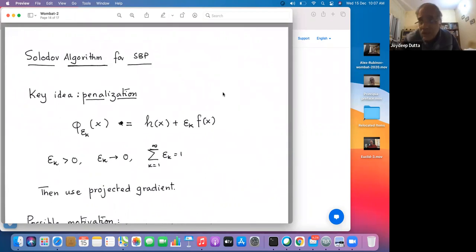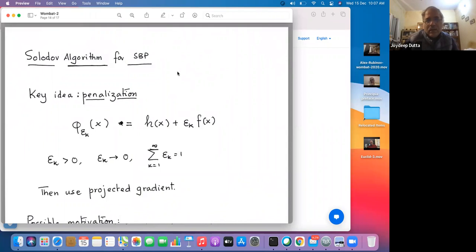This is the first, I think, algorithm for SBP. I'm sorry if I'm unaware of anything, please let me know. I would also have to have information on this. So what he does, he actually does penalization.